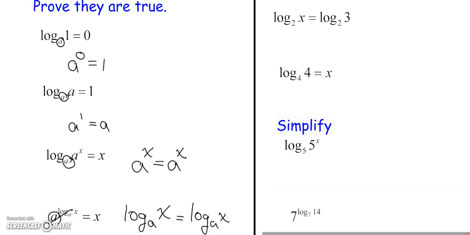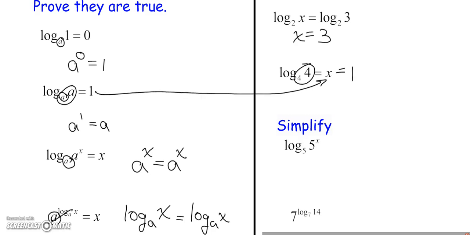Here's the application of the rule we just went through. Log base 2 of x equals log base 2 of 3. Well, there's only one possibility here. x has to equal 3. Log base 4 of 4 equals x. Anytime you have the same number here, the log base 4 of 4 equals x, anytime these two are the same, from our rule, our answer has to be 1.